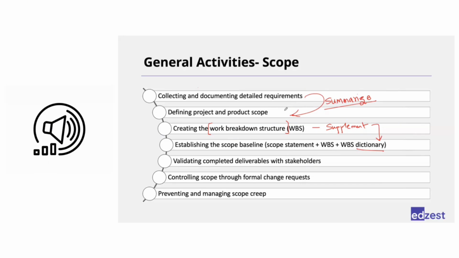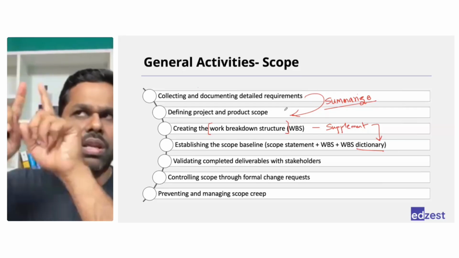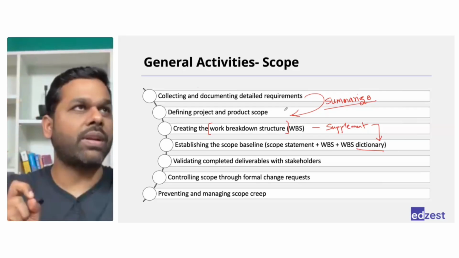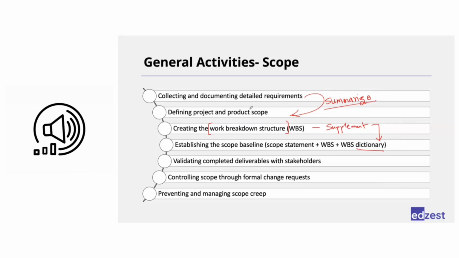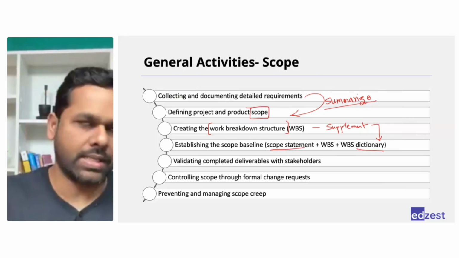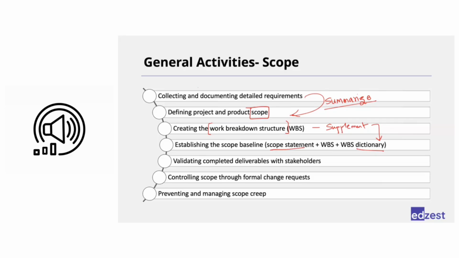You summarize all that information, right? And then create a summary document saying, okay, based on whatever requirements we have understood, this looks like the scope of the project. And that will be your scope statement. And that will be a part of the scope management plan as well, right?